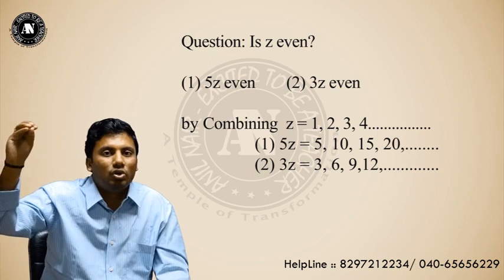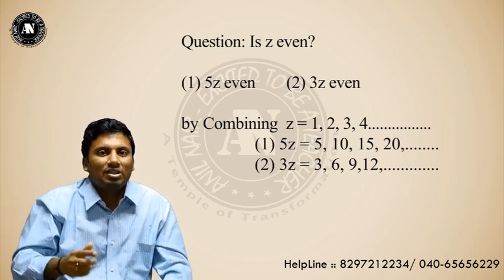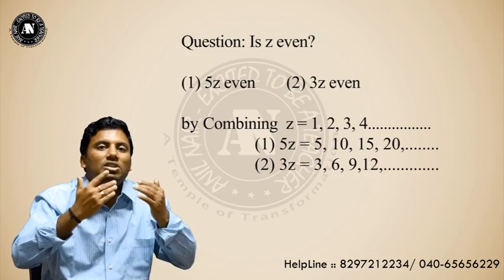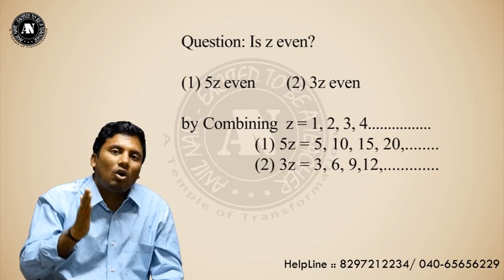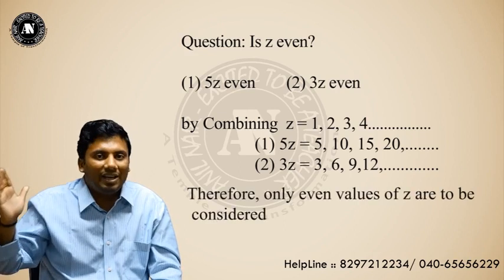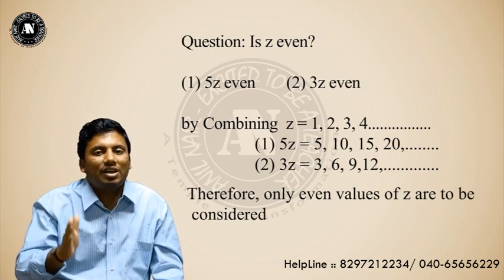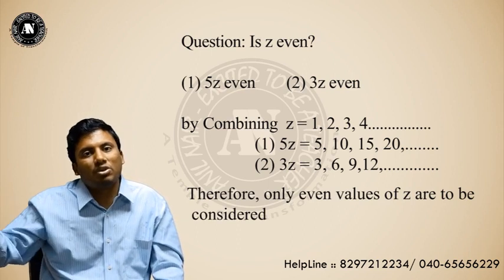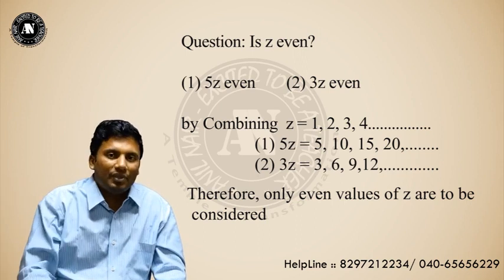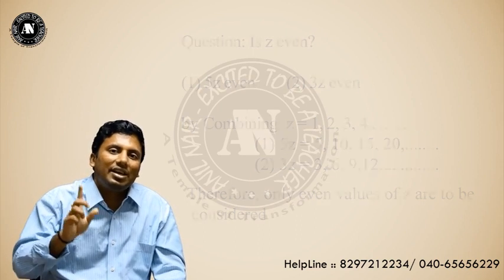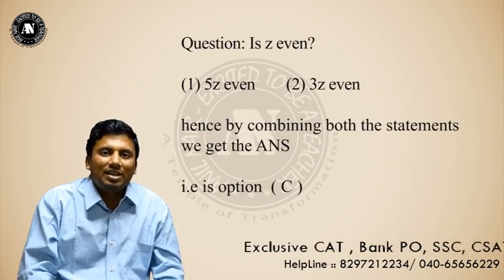5 into 2, is it even? Yes. 3 into 2, 6, is it even? Yes. That means even though you got 2Z equivalent to even, with Z being 1, 2, 3, 4, not all the values of Z can be taken, only the even values of Z can be taken. So Z's final answer will be 2, 4, 6, 8 and so on. So Z is even. Z is even when you combine both the statements together.